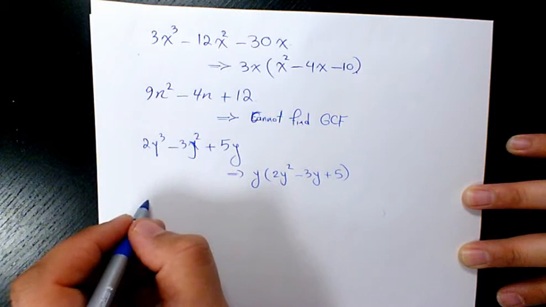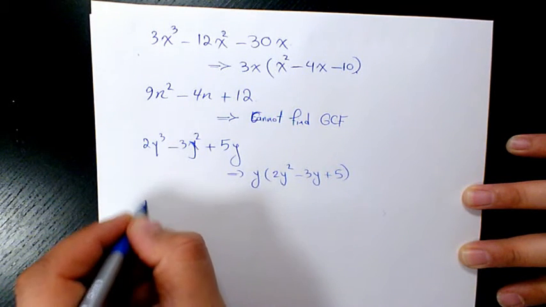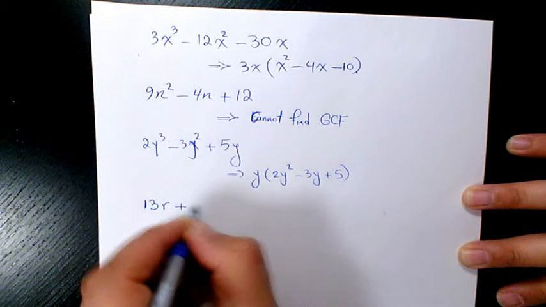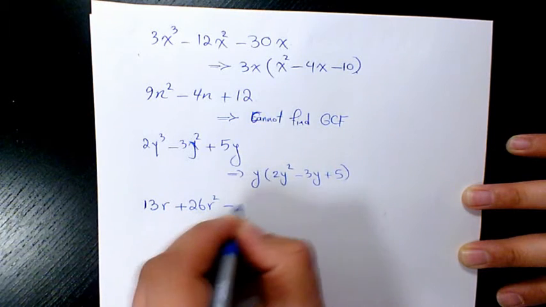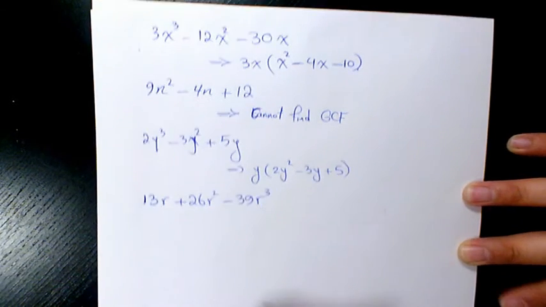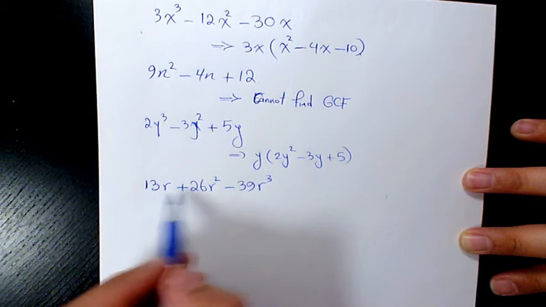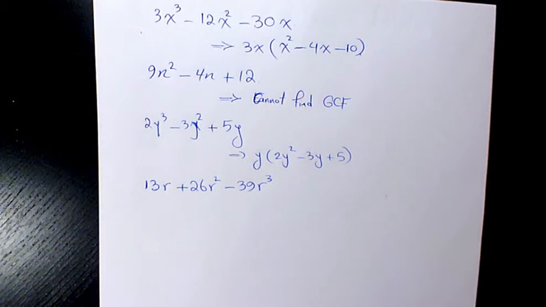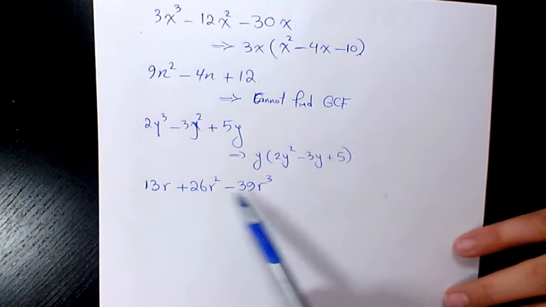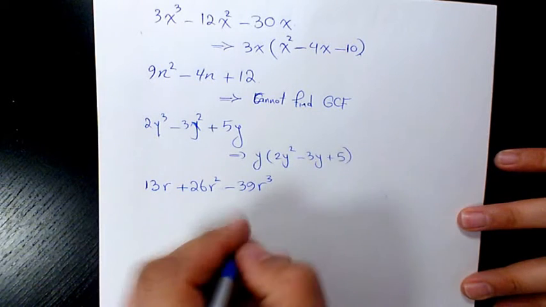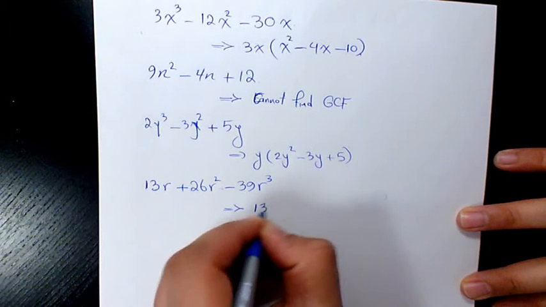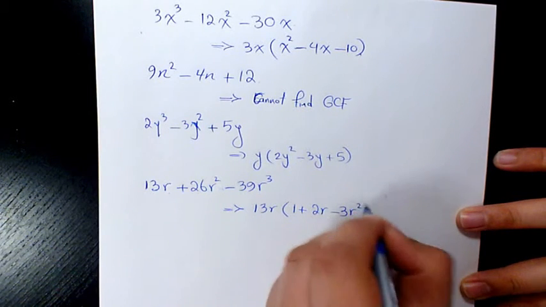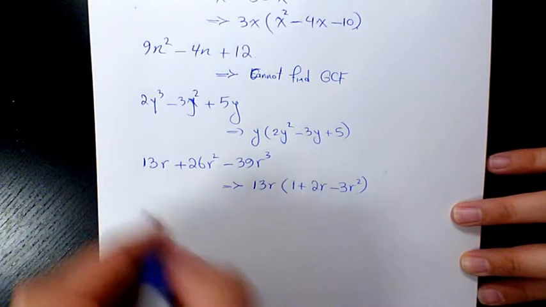Next one is 13r plus 26r squared minus 39r cubed. The GCF for 13, 26, and negative 39 is 13. And all of them have r, r squared, and r cubed. So I can factor 13r. It's going to be 1 plus 2r minus 3r squared. Next one.